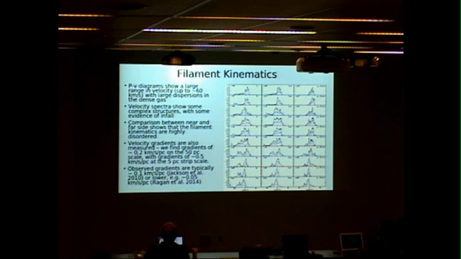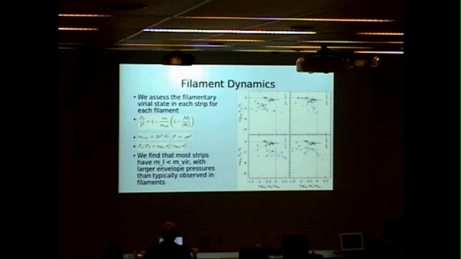And we can also measure, for example, velocity gradients. So we find gradients of 0.2 of a kilometer per second per parsec on the 50 parsec scale. And going to the smaller strip scale, we find values about a half, which are factors of a few higher than the values typically seen in galactic filaments.